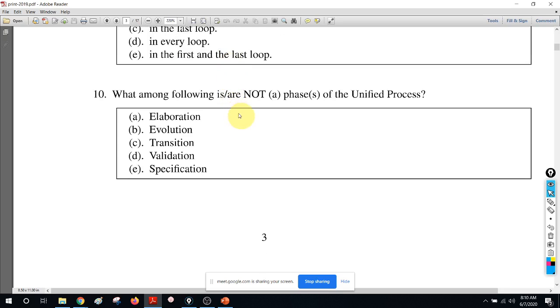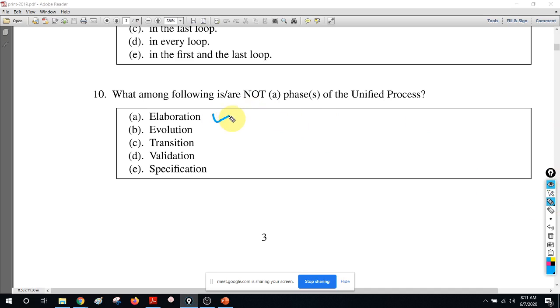What among the following is not a phase of the unified process? Remember we discussed that, it is mentioned in your slides also, right? So what are the phases in the rational unified process? In general we say unified process: inception, elaboration, construction, and transition, right? So then let's mark what are the answers.